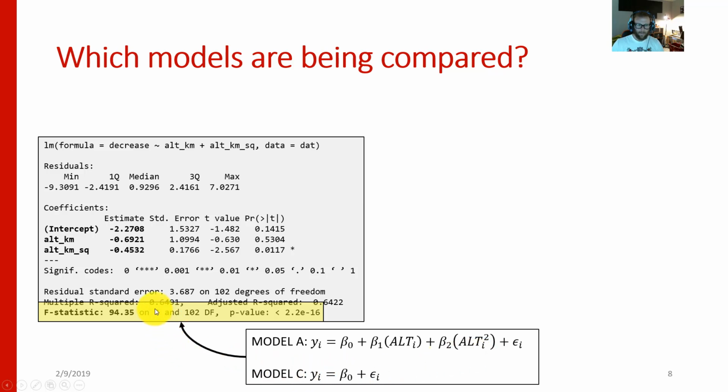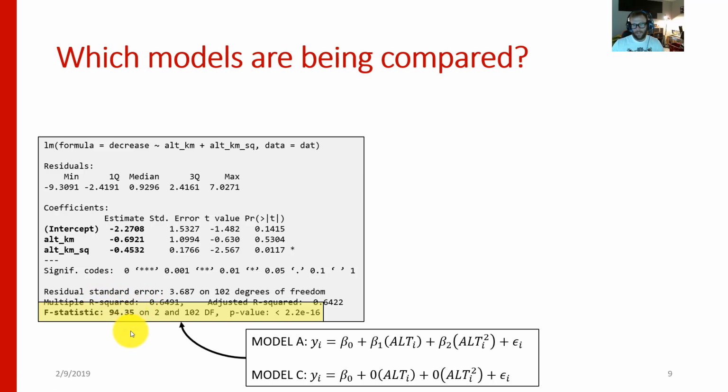And in fact, we explained about 65% of the variance by including both the linear and the quadratic term in there. And that is a statistically significant decrease in error, right? Our F statistic, our F observed, is quite big. Now, we can write this a little more explicitly, right? Because what we're really saying in this model C is that we're forcing this to be zero.